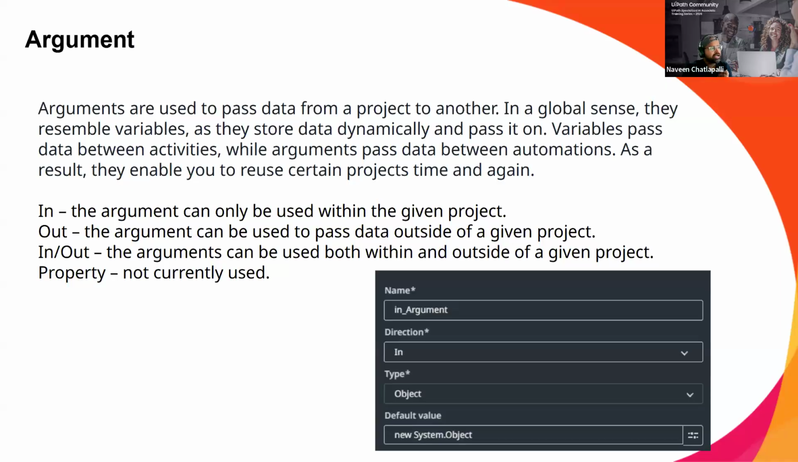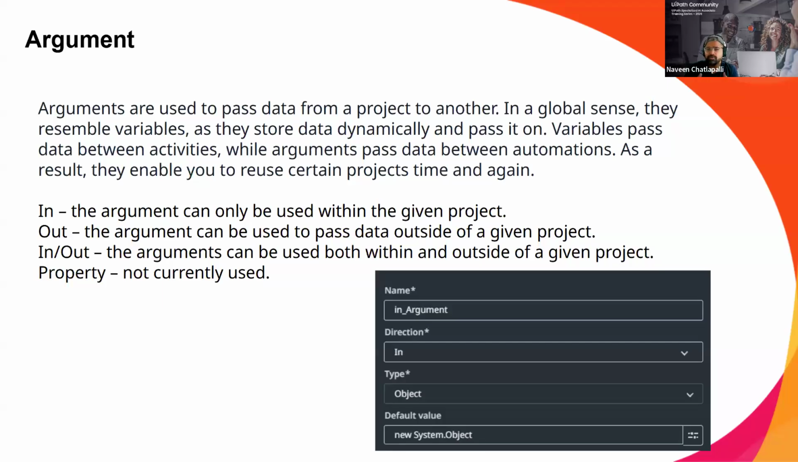Coming to arguments, as I told you, arguments are data variables which will be used for you to handle the information that you are sending inside your automation and getting outside your automation. Or it can be both, in and out also. So in the global sense, it resembles a variable, but variables are only used inside an automation. You cannot get them outside, or you cannot pass them inside an automation.